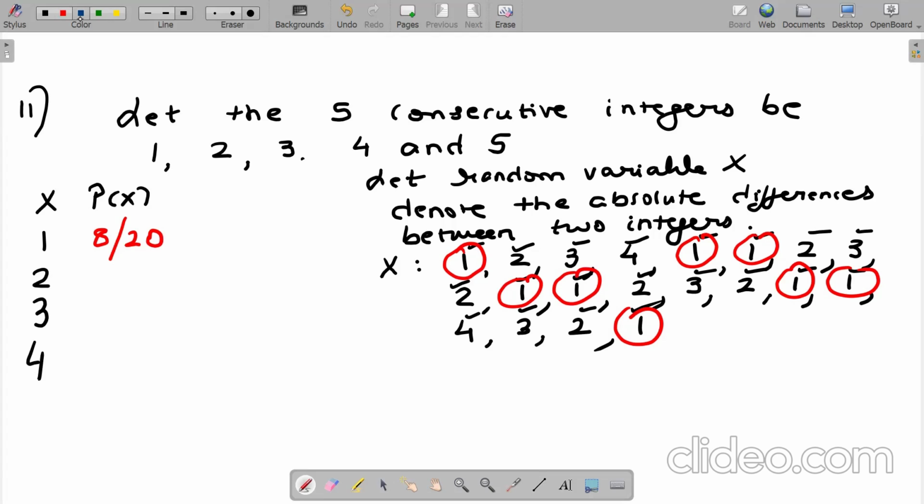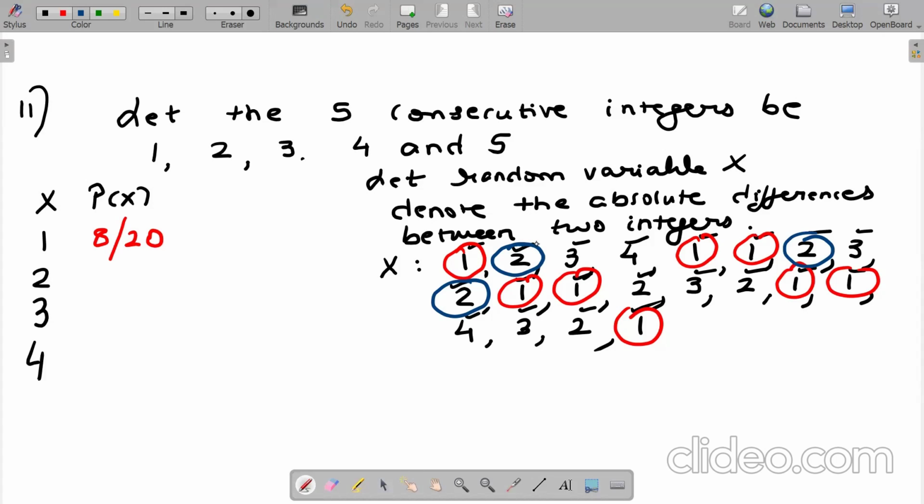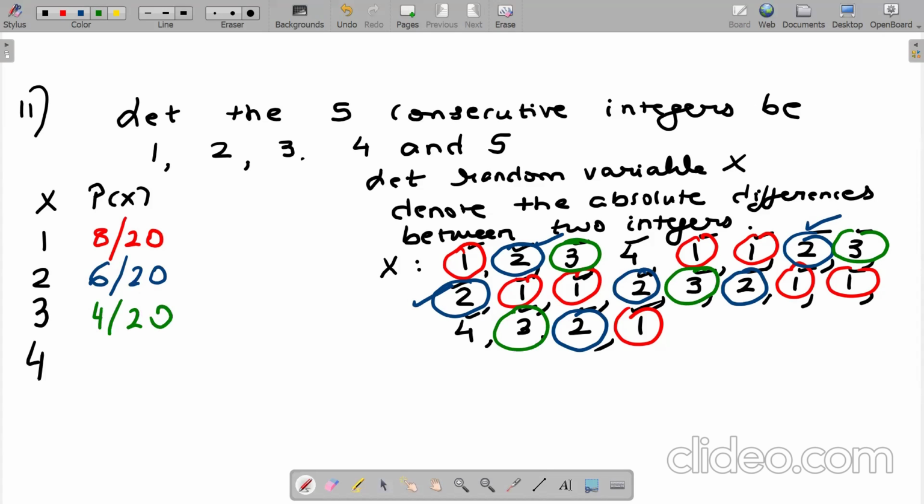How many times 2 appears? Let us see how many times 2 appears. 1, 2, 3, 4, 5, and 6. So 2 appears 6 times. So its favorable outcome 6 over total number of outcomes 20. How many times 3 appears? 1, 2, 3, 4. So 4 by 20. And how many times 4 appears? 1 and 2. So 2 over 20.